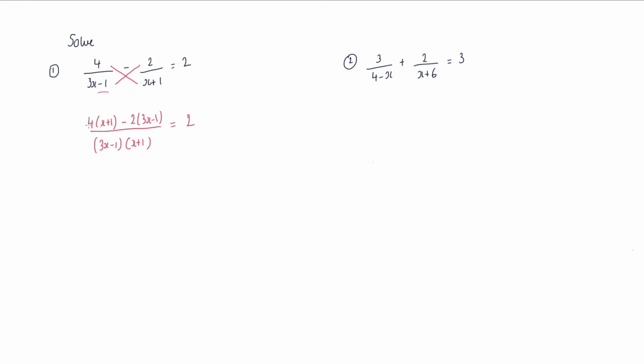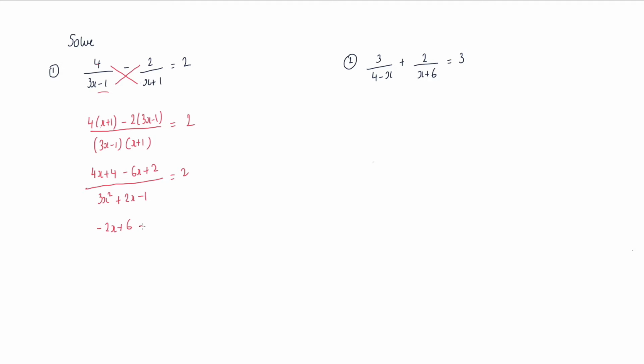So now if you expand this, that would be 4x plus 4, and then minus 2 times 3x is minus 6x, and then minus 2 times minus 1 is plus 2. We can expand the bottom as well, expanding the bracket. So if I expand and simplify that, that will give me 3x squared, plus 3x minus x, so that's 2x, and then minus 1, okay, equals to 2. So that's just me expanding and simplifying the bracket. Let's simplify the top. 4x minus 6x is minus 2x. 4 plus 2 is 6.